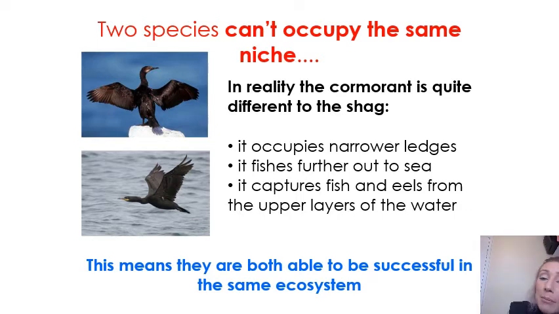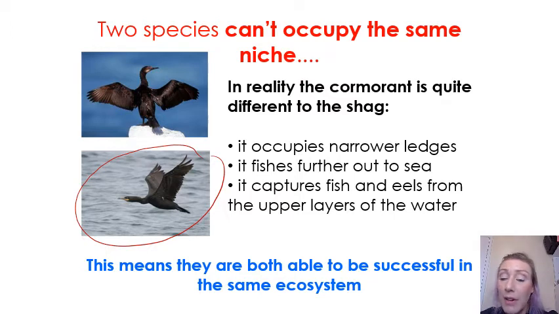If we think about our second bird here, we said that it goes further out to sea. It's actually diving for fish and eels. So they're very, very different in their feeding behaviours, where they feed and what they feed on, which means they can both be very successful in the same ecosystem, as they're not in direct competition with each other, as their niches do not completely overlap. Okay. So you've got that example in your keynotes too, okay? And what we want to do is to explore that a little bit more now.